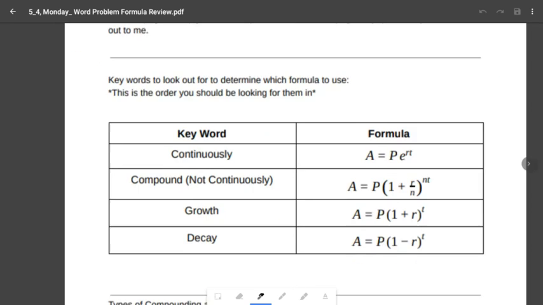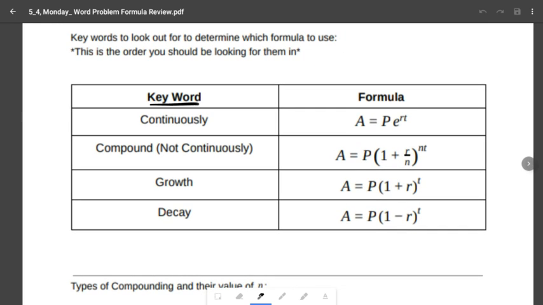So in this first table are my different keywords. These keywords tell you which formula to use. This is the order you should look for them in. So you should first look for the word continuously in a problem. If the word continuously is in the problem, you will use this formula to the right of it, A equals P times e to the rt power.